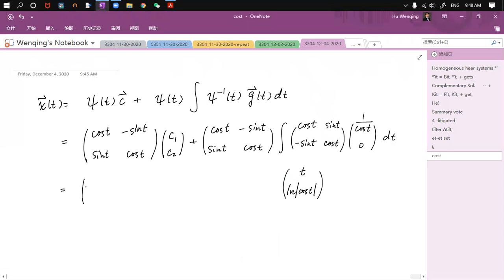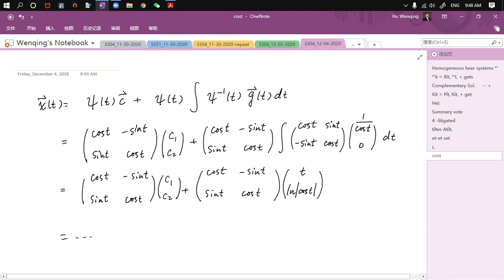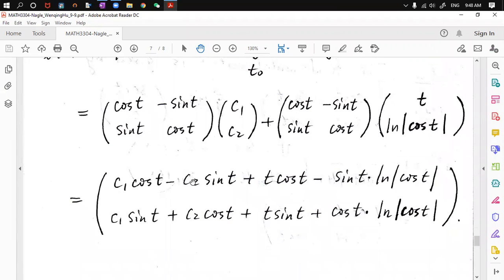So that means you can finally have the answer: the matrix cosine t, minus sine t, sine t, cosine t, multiplied by c1 and c2, plus the product of this matrix, cosine t, minus sine t, sine t, cosine t, multiplied by this vector. Therefore, you can finish the story by doing a matrix vector product yourself and end up with the answer. I will leave this as a homework exercise. But finally, you will end up with the answer, which is going to be something like this.